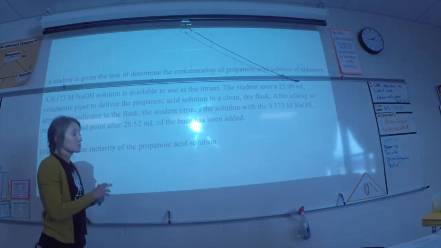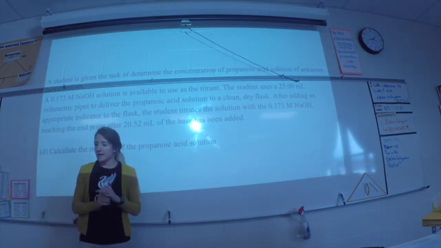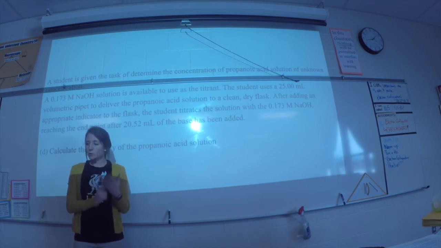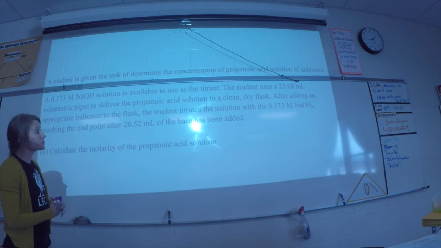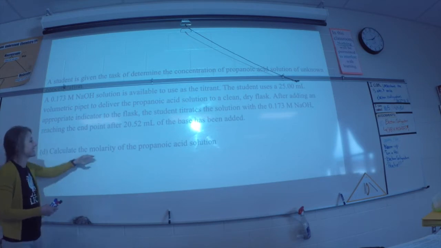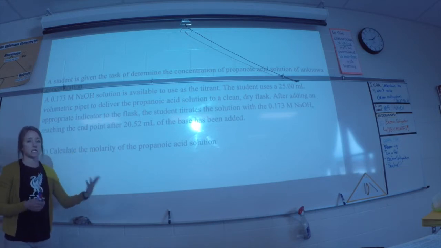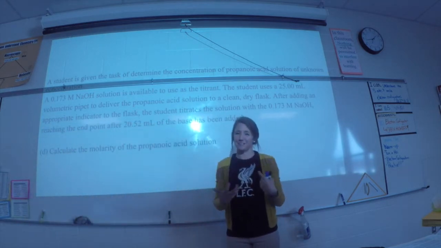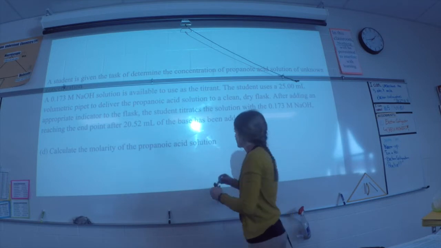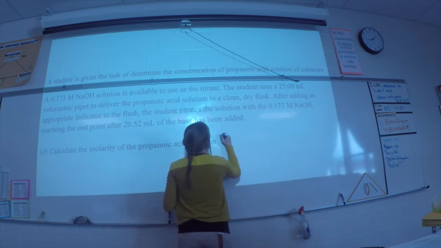Okay, part D was worth 2 points. It gives us this information of a titration that we're doing, and we're trying to determine the molarity of our unknown. Whenever you're trying to find the molarity of an unknown in dealing with a titration, my go-to is M1V1 equals M2V2.